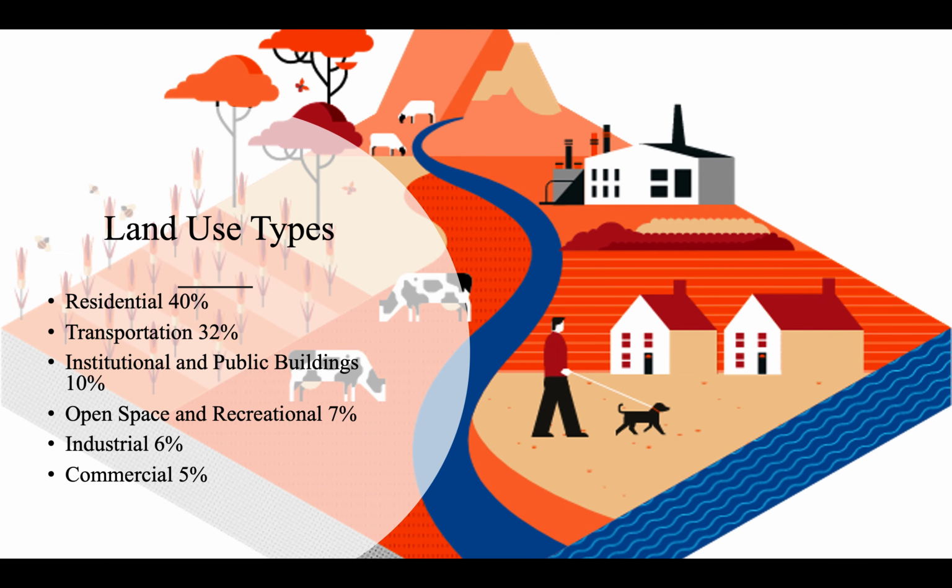So we're going to shift a bit, and we're going to talk about land use types. In Manitoba, typically in a city plan, the ideal amount of area dedicated to each type of land use is as follows. So a residential area should take up about 40% of the land. Transportation should take up about 32%. Institutional and public buildings should take up 10%. Open space and recreation, 7%. Industrial space should be 6%. And commercial space should be about 5%.